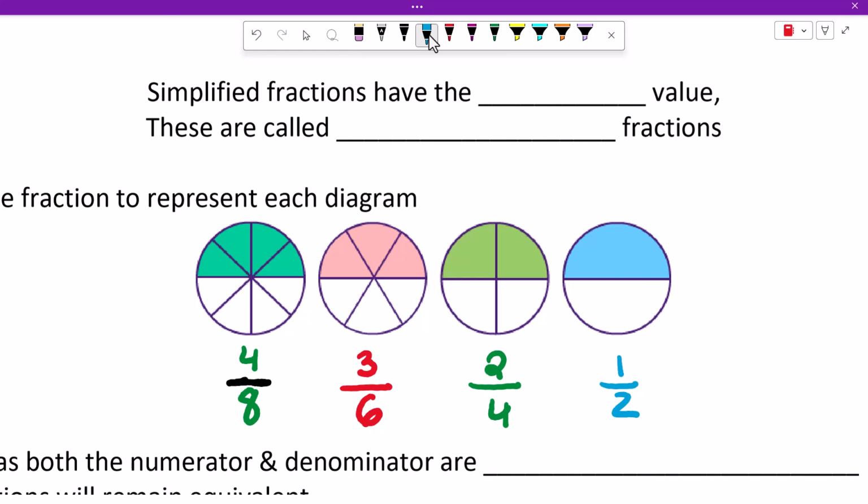They look like they're different, but from the diagram, you can actually tell that those have the exact same value. Right? So each one of these fractions is half a circle. So they have the exact same value.